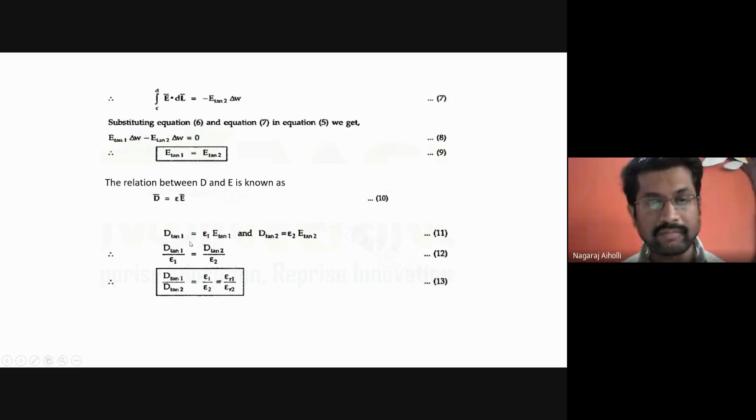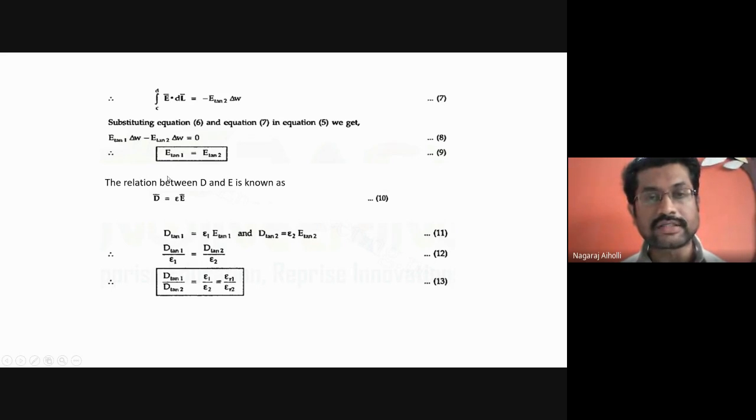D tan 1 by epsilon 1 is equal to E tan 1. Yes or no? Then D tan 2 by epsilon 2 is equal to E tan 2. What I am getting here: D tan 1 by epsilon 1 is equal to E tan 1, and D tan 2 by epsilon 2 is equal to E tan 2.